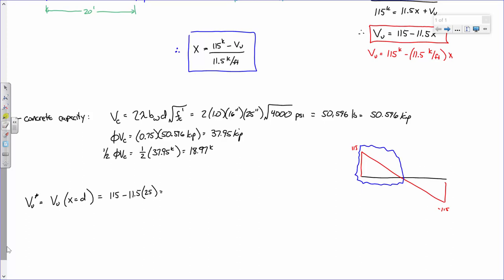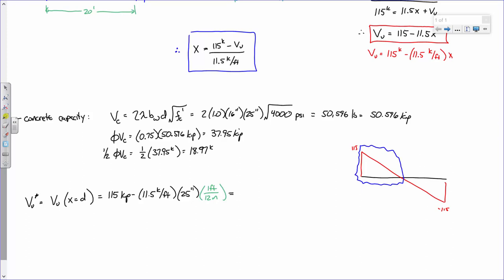So let me rewrite this in a less sloppy fashion. This is 115 kips minus 11.5 kips per foot, and d is 25 inches. So I need to multiply that by 1 over 12. So this is what I mean by saying don't be sloppy. Write it out. Take your pencil. Write the little F. Write the little T. Cross the T. Write the kip. Dot the I. I mean, write it out. You will make fewer mistakes that way, I promise.